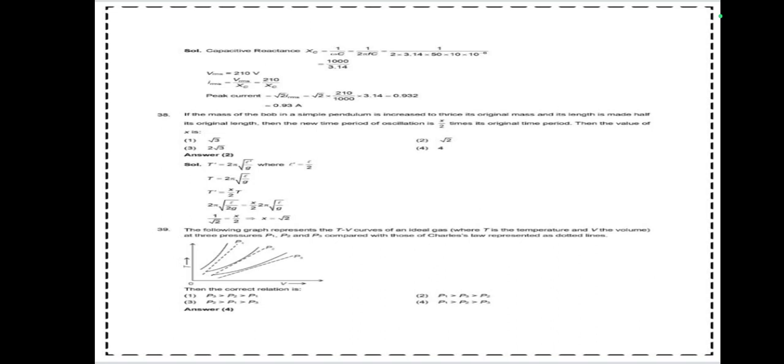Question number 39. The following graph represents TV curves of an ideal gas, where T is temperature and V is volume, at three pressures P1, P2 and P3, compared with those of Charles' law represented as dotted lines. Answer is 4. P1 is greater than P2 is greater than P3.